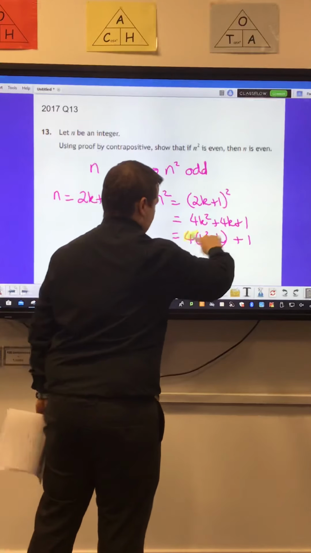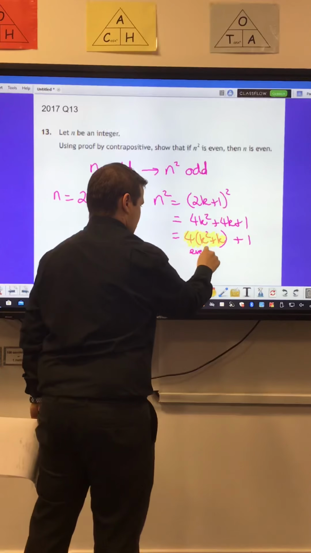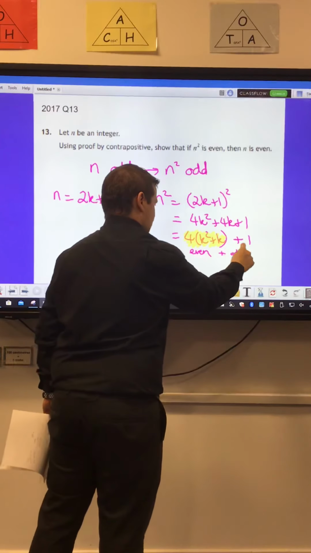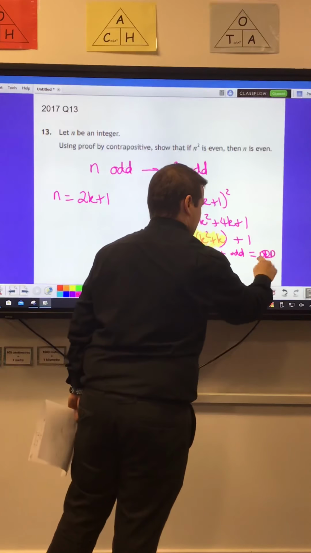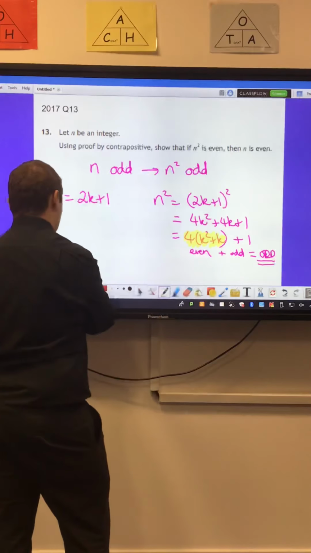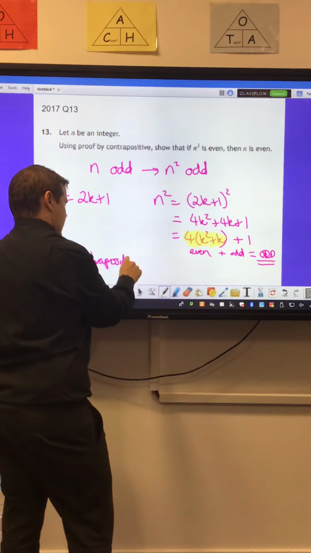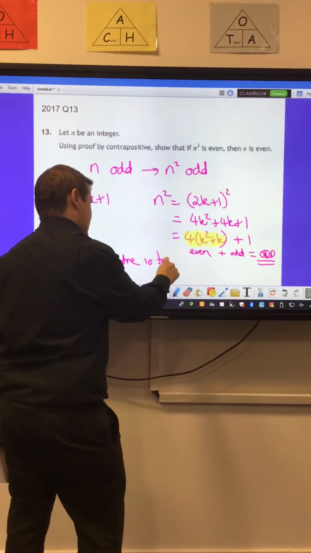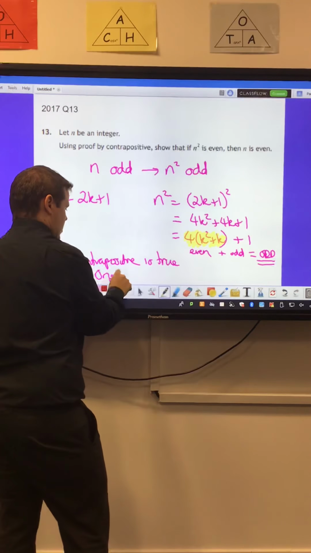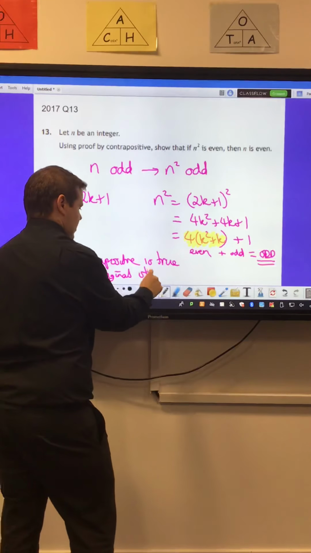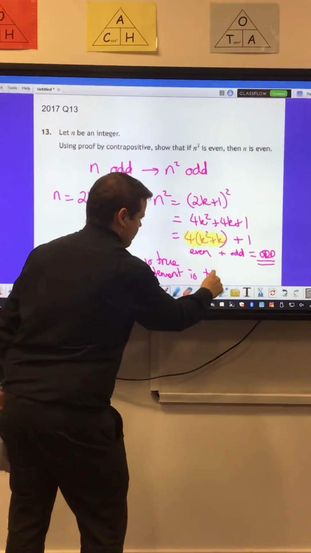This yellow bit is even, plus an odd is always odd. So again, you could say the contrapositive is true, therefore the original statement is true.